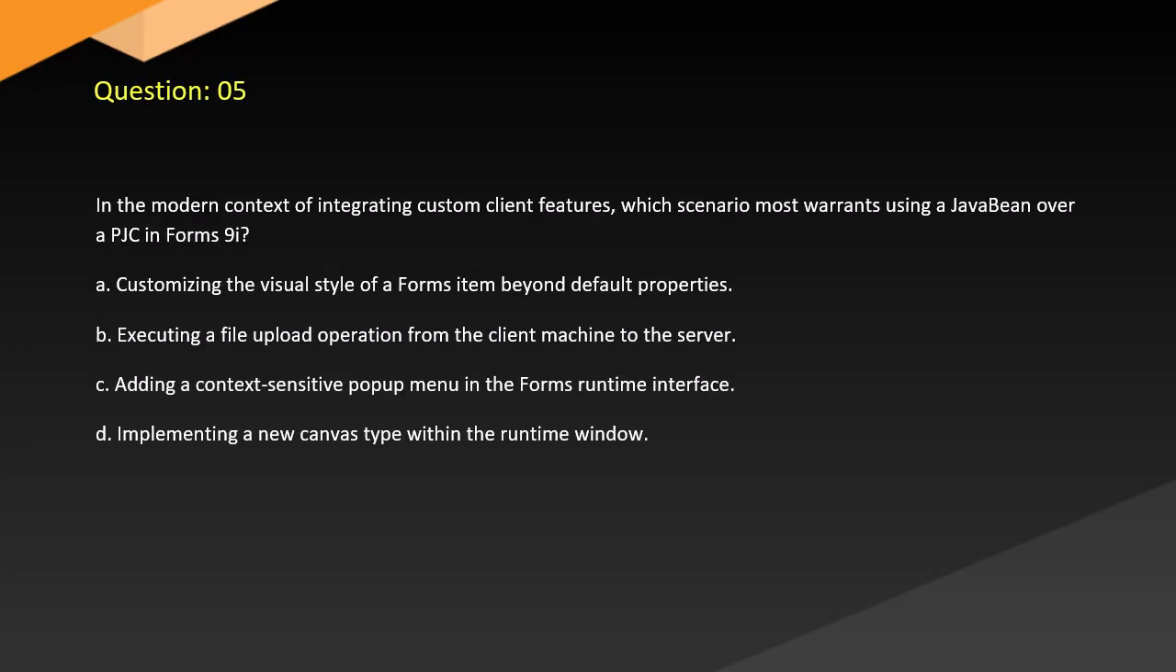Question 5. In the modern context of integrating custom client features, which scenario most warrants using a Java Bean over a PJC in Forms 9i? A. Customizing the visual style of a Forms item beyond default properties. B. Executing a file upload operation from the client machine to the server. C. Adding a context-sensitive pop-up menu in the Forms runtime interface. D. Implementing a new canvas type within the runtime window.